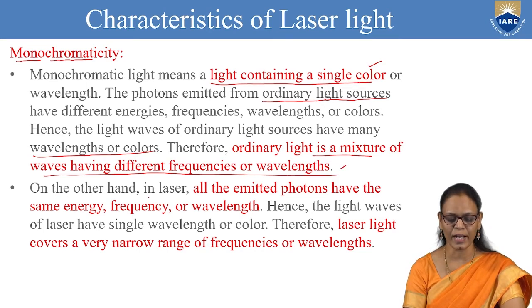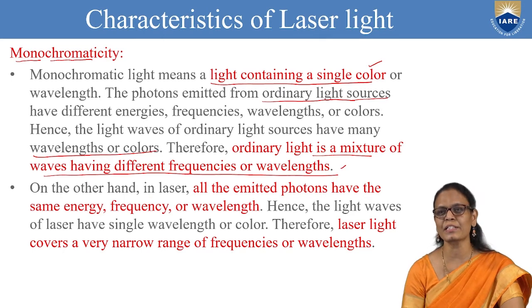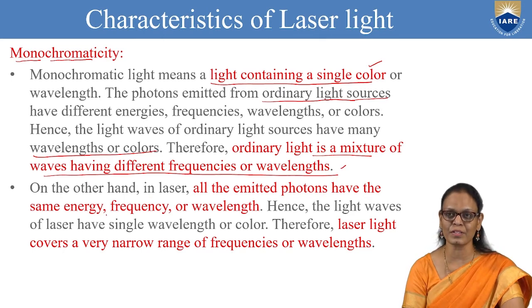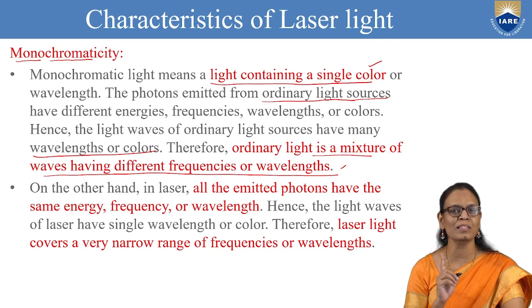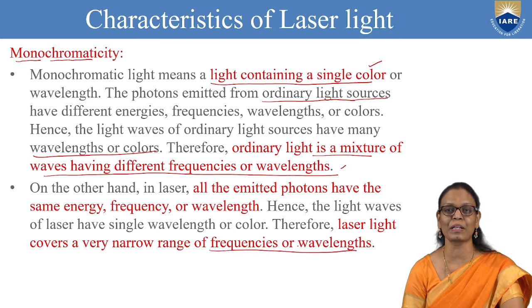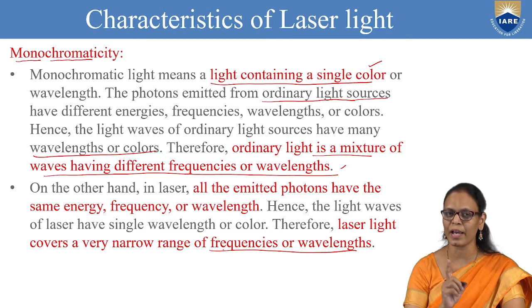On the other hand, in laser, all the emitted photons have the same energy, frequency or wavelength. So when we are talking about laser, they have only one color, meaning one wavelength, so the same energy and frequency. Hence the light waves of laser have a single wavelength or color. Therefore, laser light covers a very narrow range of frequencies or wavelengths. They will not have multiple wavelengths or frequencies. They have a single wavelength or frequency.